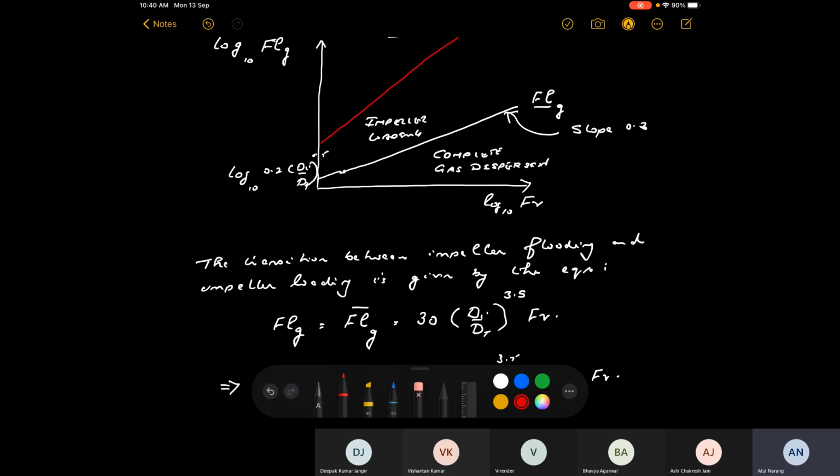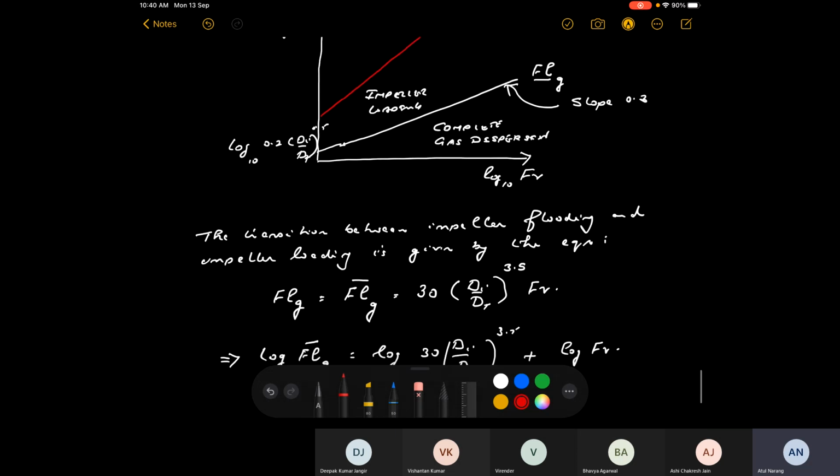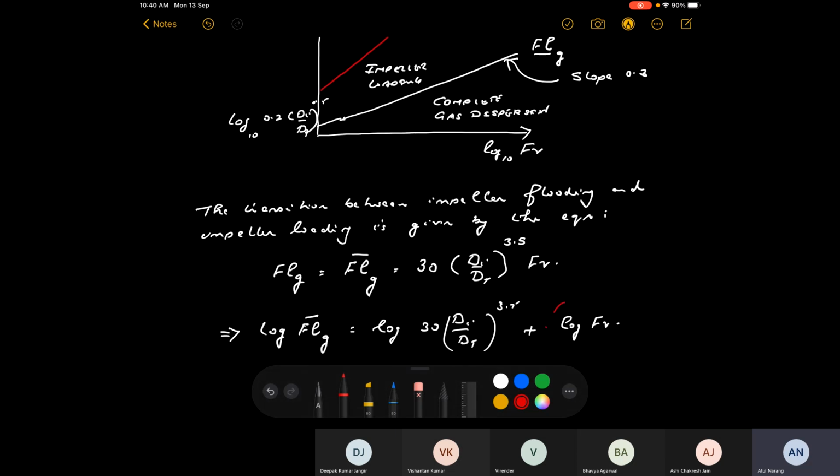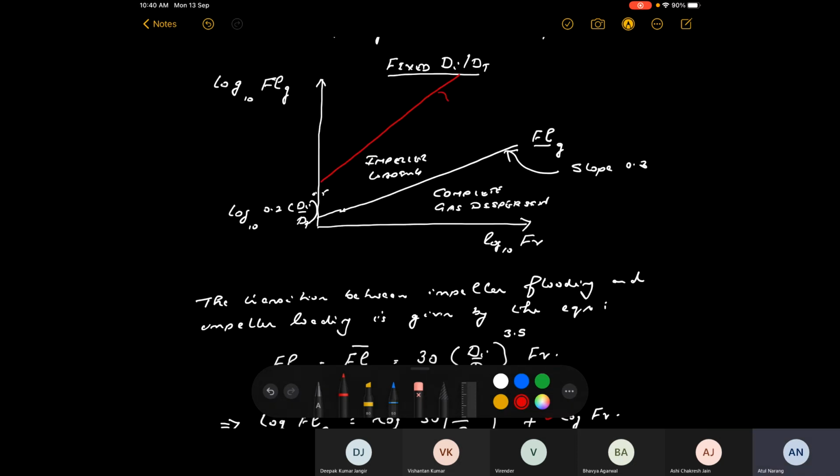So now this gives you the second line, which probably goes something like this. You can see it's a straight line again, but now it has a slope. The slope is obviously 1. So this line has a bigger slope. This is all being done for a Rushton impeller. This is slope 1. And over here now you have impeller flooding.